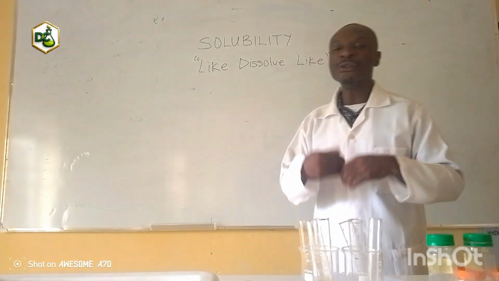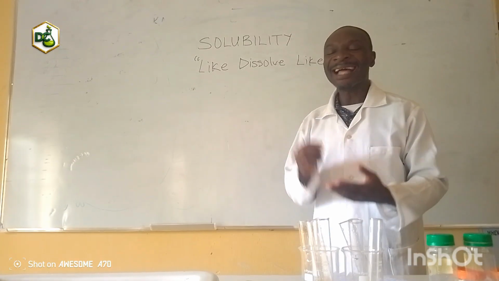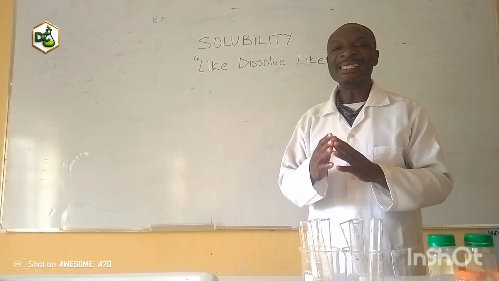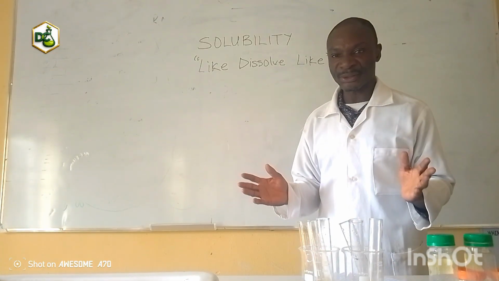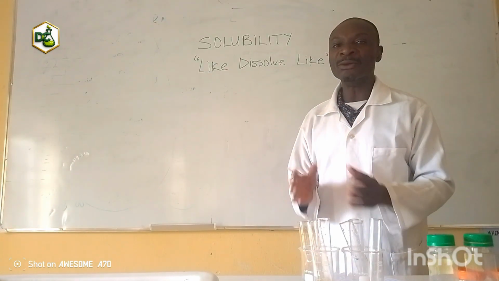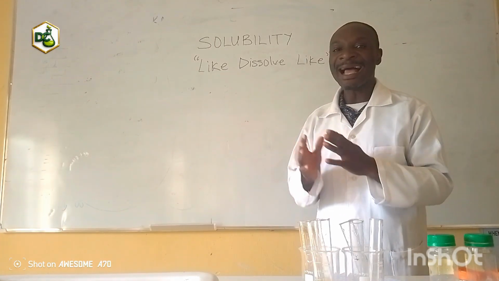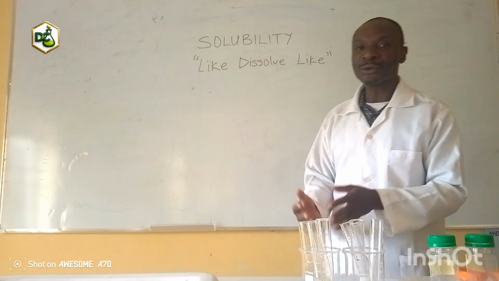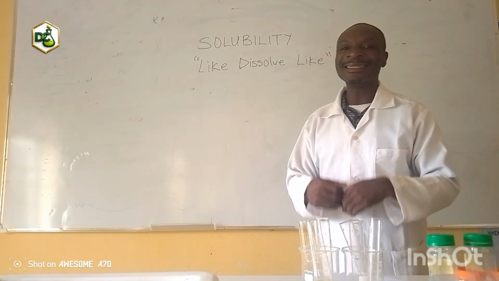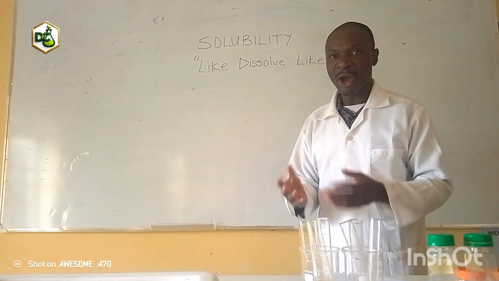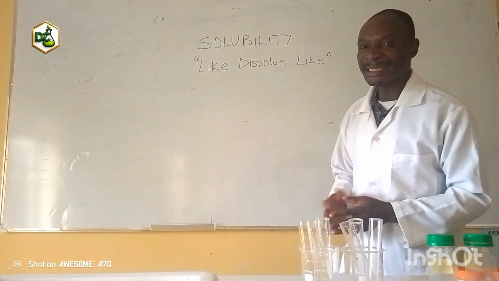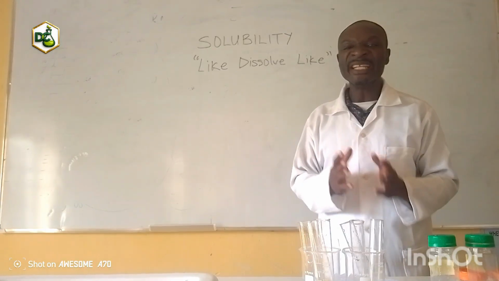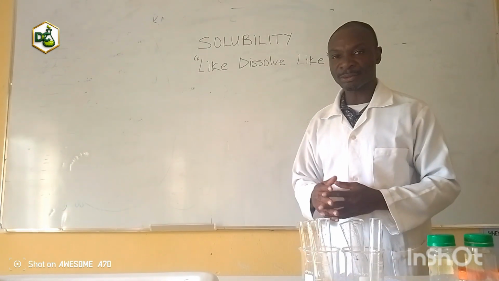Now, when you introduce a solid into a liquid, and the solid particles you introduce into the liquid are not seen, they disappear, then we refer to that as being soluble. But when you introduce solid particles into a liquid and the solid particles remain undissolved, we say in that case it is insoluble.